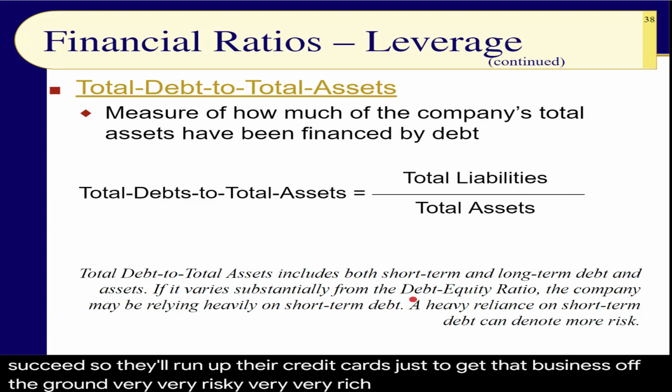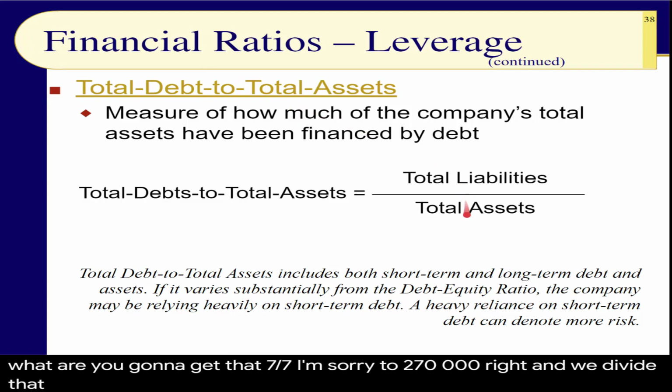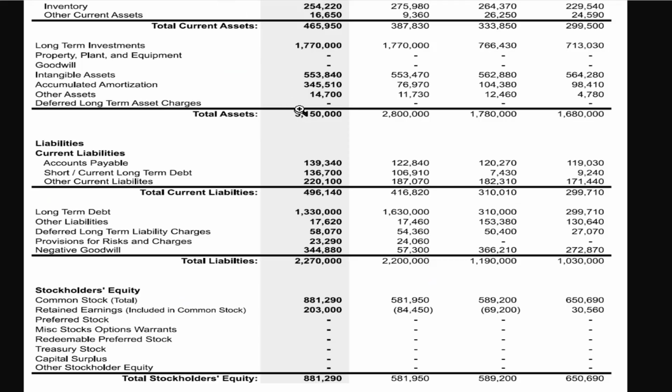Very, very risky. So if we take the total debt, that's on the balance sheet. Total debt, where is that? Where did I get that? Total liabilities, 2,270,000, right? And we divide that by the total assets of 3,150,000, and we get what is it, 72%, which again is fairly high. Me, I like to see it between 30 and 50%, but that's me.